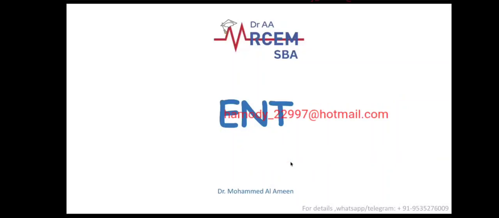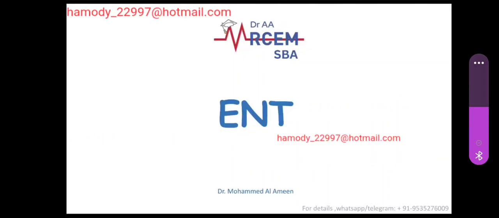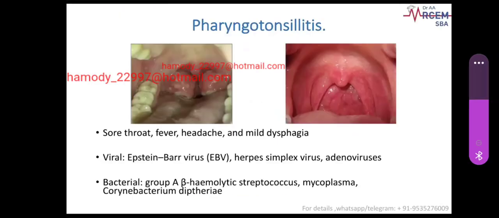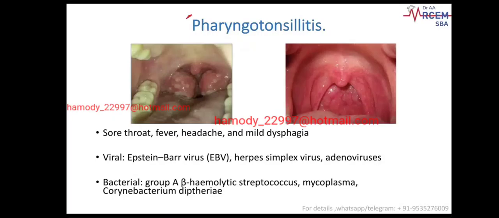ENT. Today we'll be seeing two chapters. One is ENT followed by ophthalmology. First, what we'll be seeing is the ENT, ear, nose, and throat. Pharyngotonsillitis. So pharyngitis and tonsillitis are seen together here and we are learning them together.